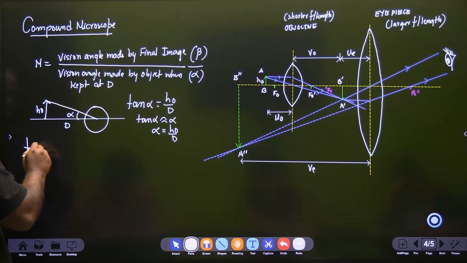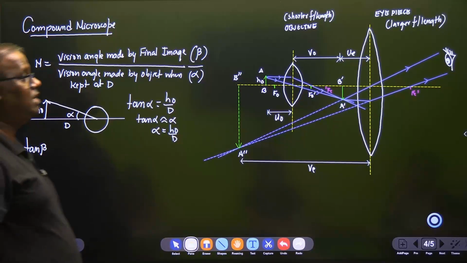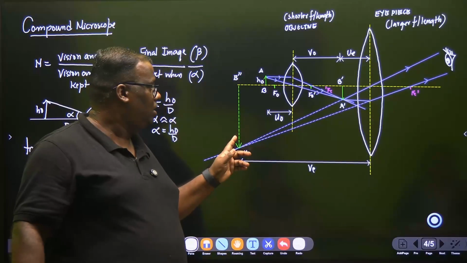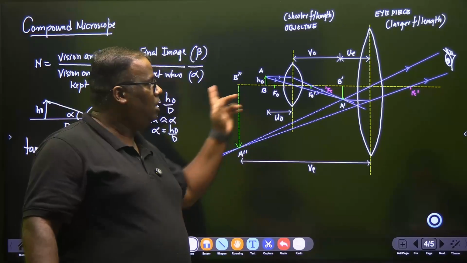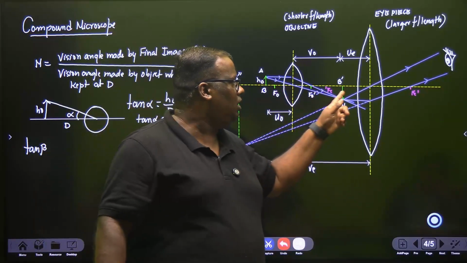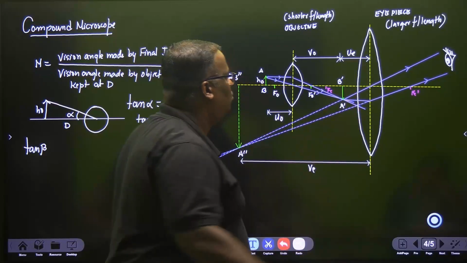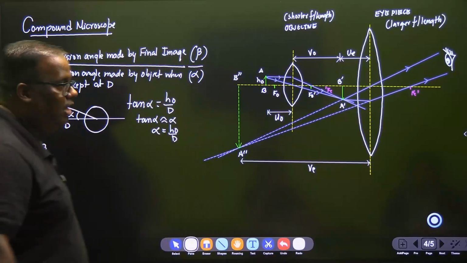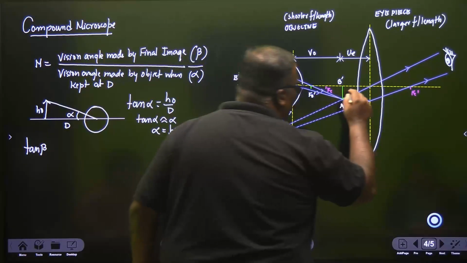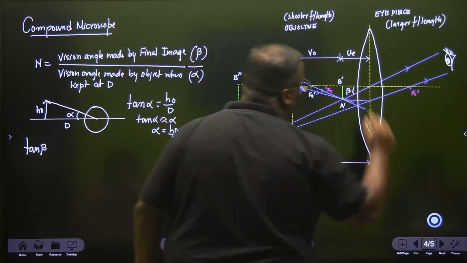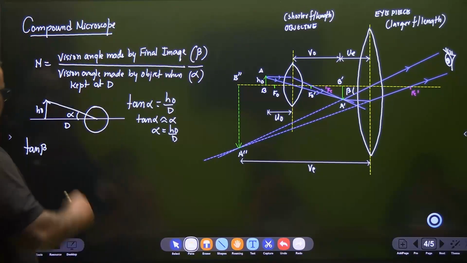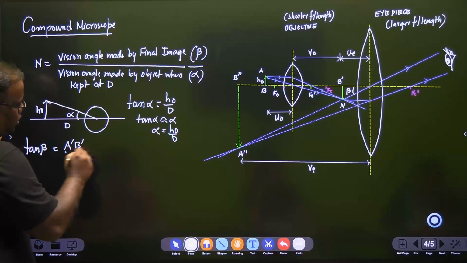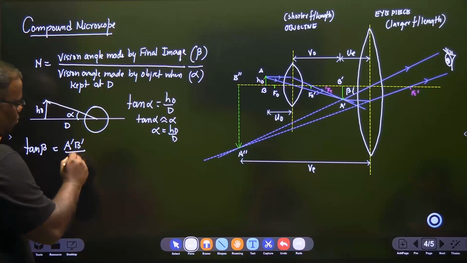Let's have a look at beta now. Tan of beta. Now, what does beta say? Beta says angle formed by the final image. So this is the final image and image distance, but this angle is same. We can consider this part also. So what is this part? This is my A dash B dash, and this is UE. Agreed, children? This is beta, right? So tan of beta can be now written as A dash B dash divided by UE.